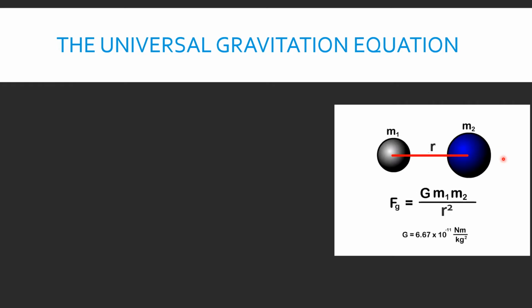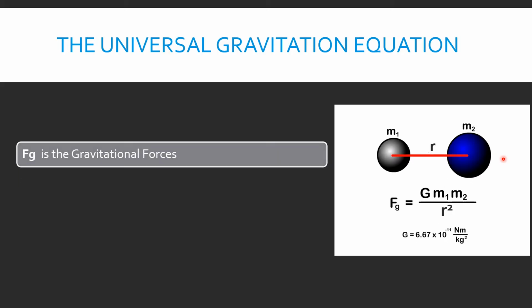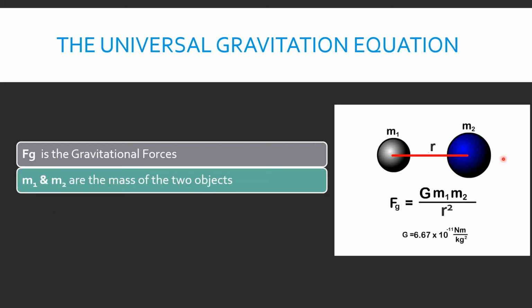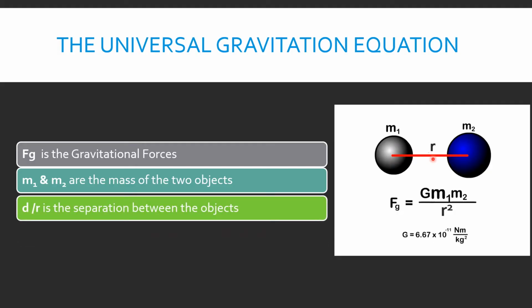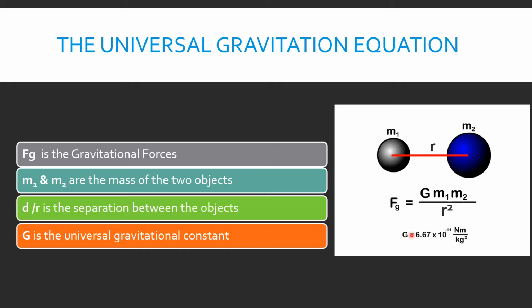Here is the definition for each variable. We have Fg as the gravitational force, or F grav. M1 and M2 are the masses of these two objects. And we have D, or we can use R, as the distance between them. G is the universal gravitational constant.